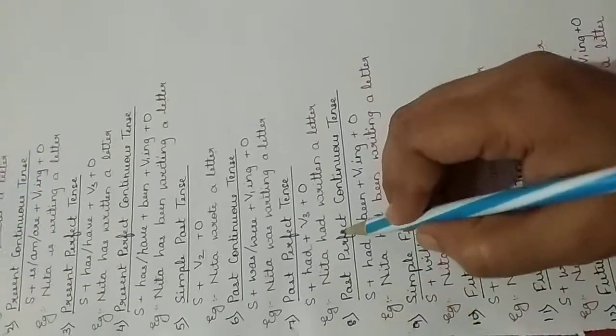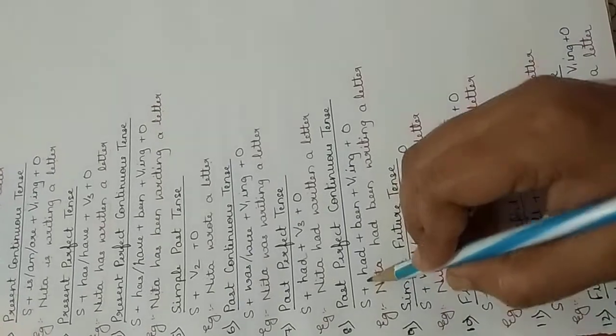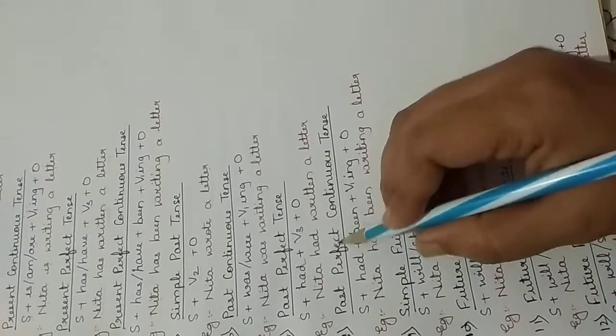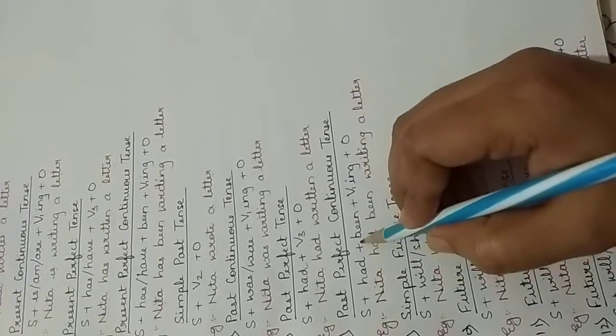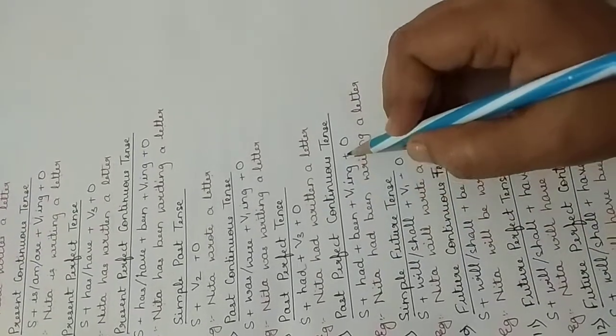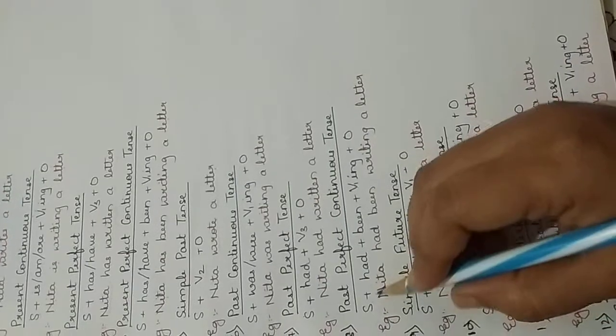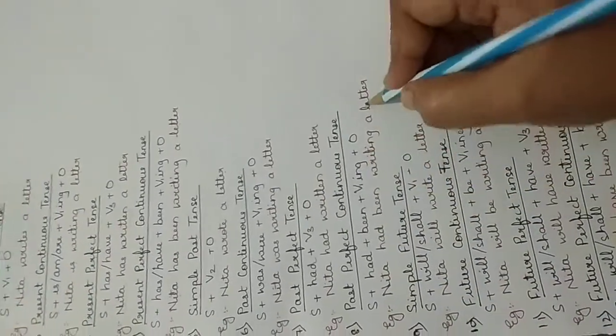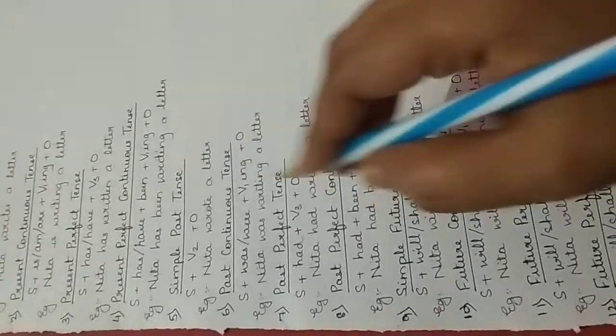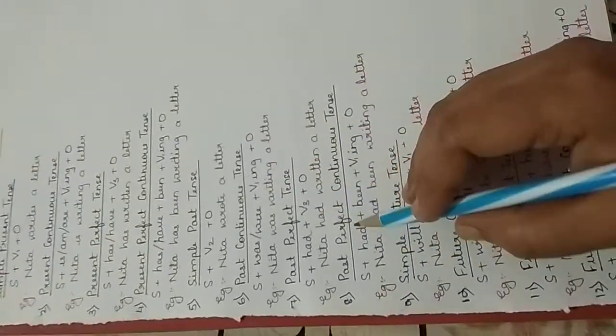In the same way, past perfect continuous tense is subject plus had plus been. Here we are using perfect and also continuous. So had plus been plus v1 ing plus object. The example: the subject is Neeta, had been writing a letter. So these 8 tenses we have seen for present and past.